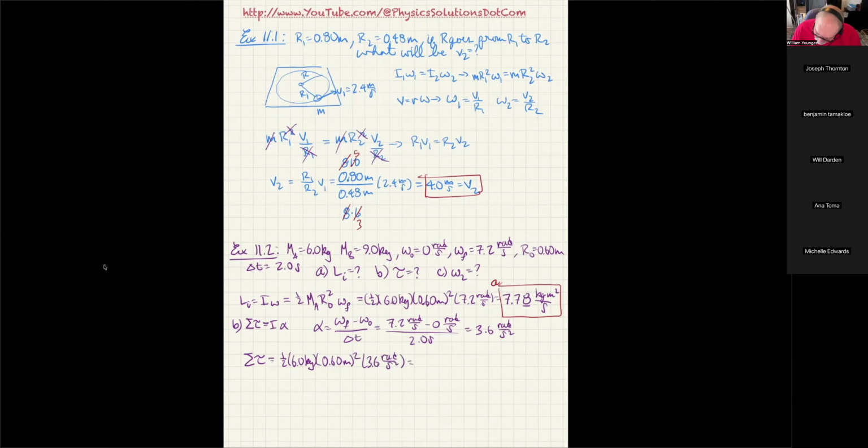So now when I do this math, I get 0.5 times 6 times 0.6 squared times 3.6. I need to hit exit, and I've got to find my exit button now. There it is. Okay, 0.6 squared times 3.6.